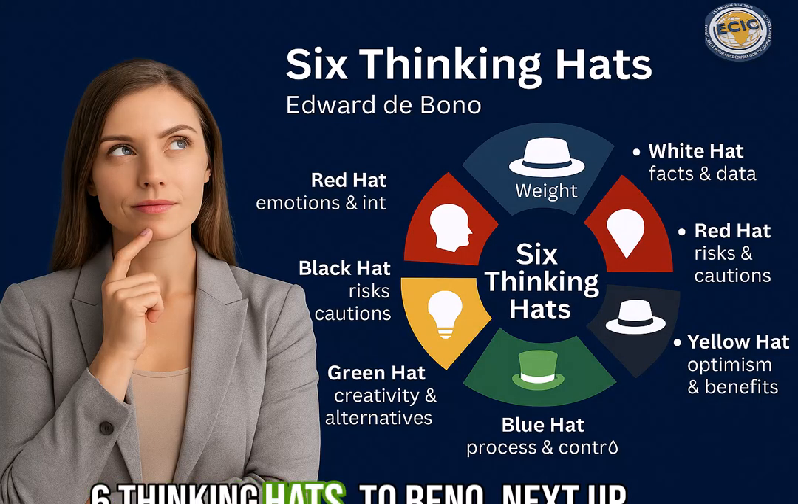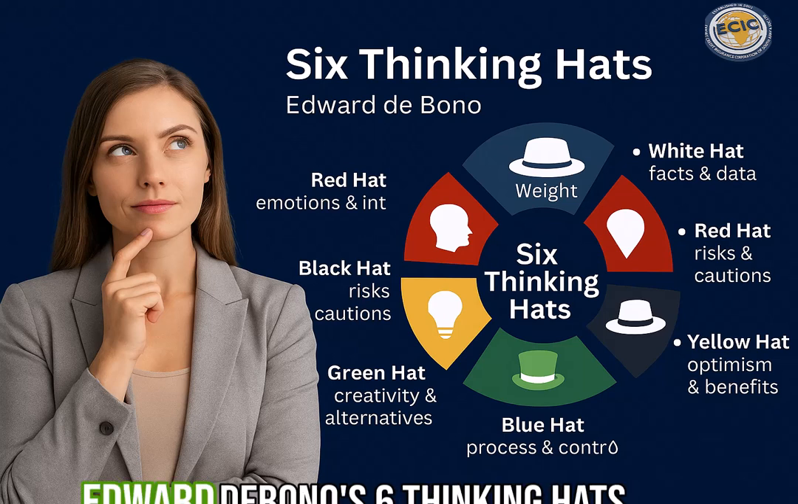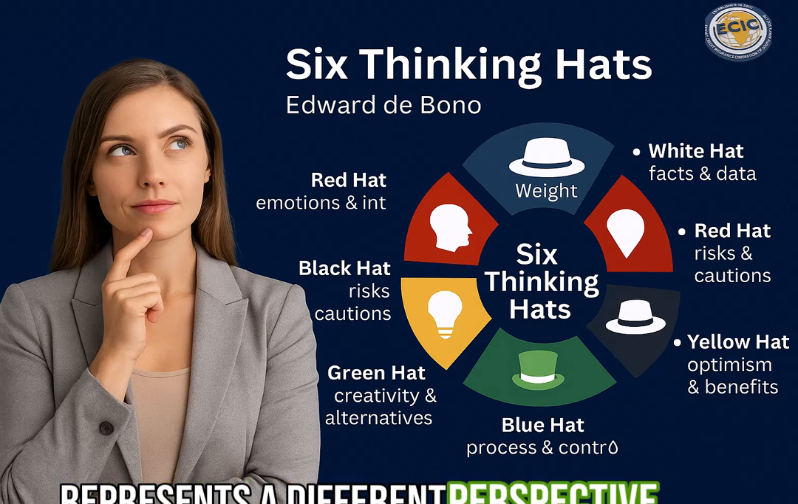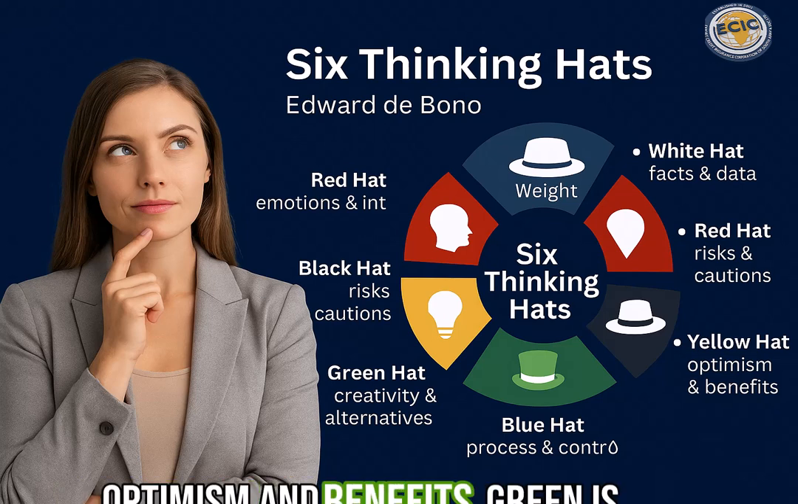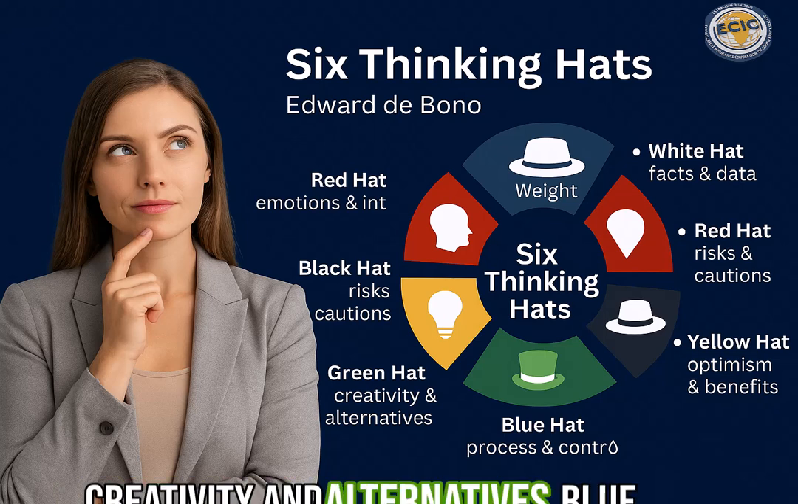6 Thinking Hats, De Bono. Next up, Edward de Bono's 6 Thinking Hats. This is all about structured group problem solving. Each hat represents a different perspective. White equals facts and information, red equals feelings and intuition, black is risks and concerns, yellow optimism and benefits, green equals creativity and alternatives, blue equals process and control.